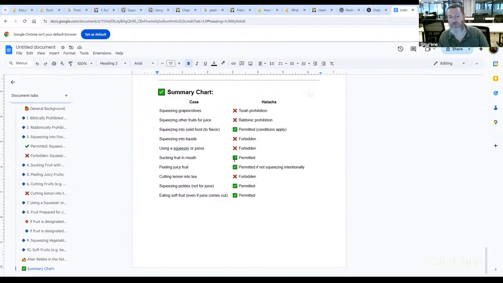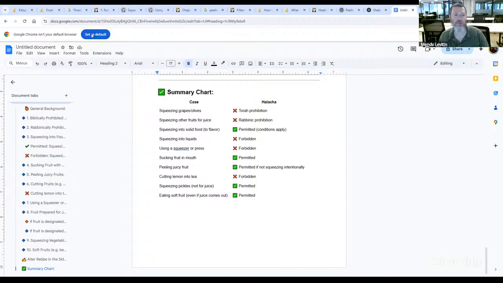Sucking fruit in the mouth is permitted, but we spoke about what, according to some opinions, the Kitzur says not. Everyone agrees with that. Peeling juicy fruit, like a juicy orange, is permitted if not squeezing intentionally. Cutting a lemon into tea is forbidden. Squeezing pickles, like we said at the end of the sif, not for the juice, is permitted. Eating soft food, even if the juice comes out, is permitted.